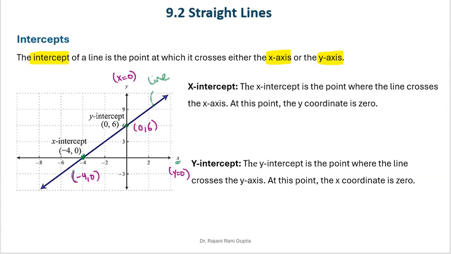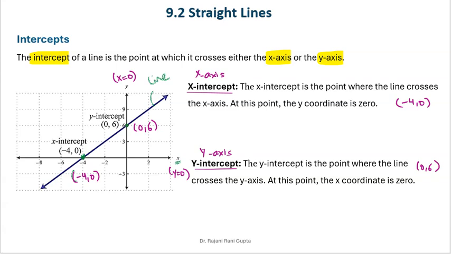So what you need to remember is that for x-intercept, as it is intersecting the x-axis, the value of y should be 0. So here the x-intercept is minus 4, 0. Whereas for y-intercept, it's intersecting the y-axis, so the coordinate of x should be 0. So here it is 0, 6.